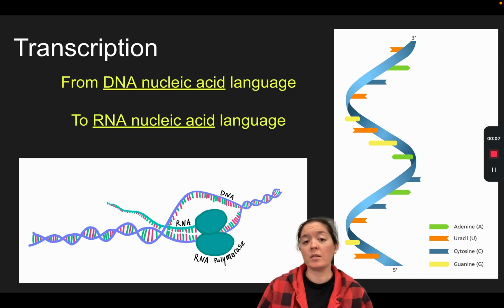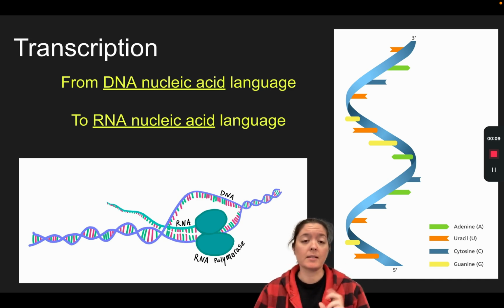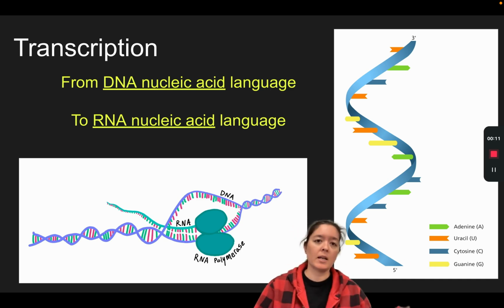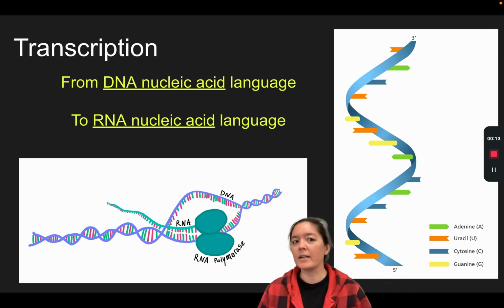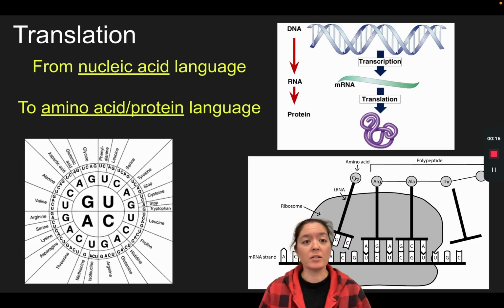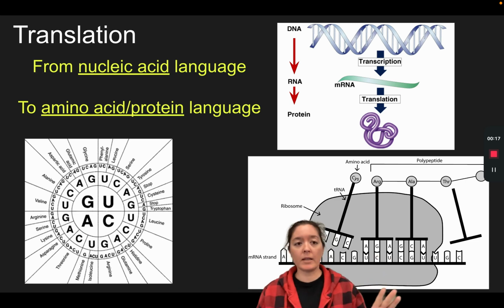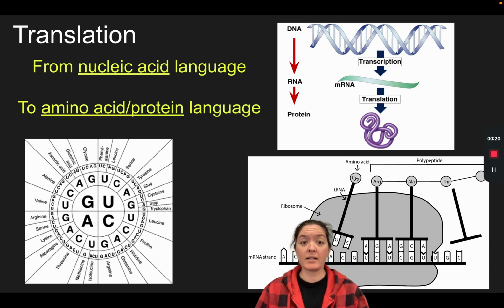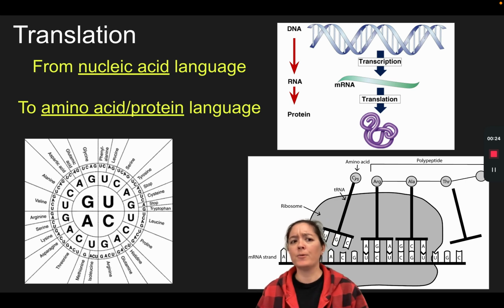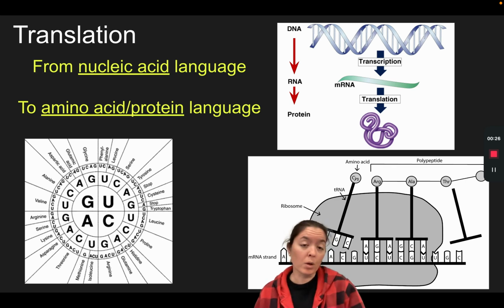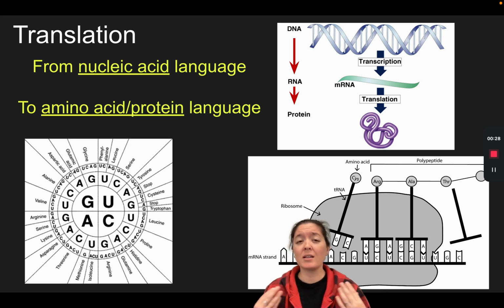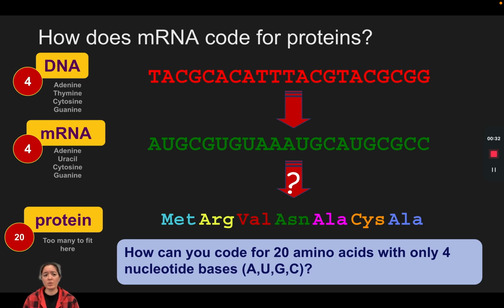Unlike transcription that is staying within the nucleic acid language, from DNA to RNA, they're both nucleic acids. Translation is a completely new language. We're going from nucleic acid language, the mRNA, into a different macromolecule, amino acids and protein language. So it gets a little bit more complicated. So how does mRNA code for proteins?